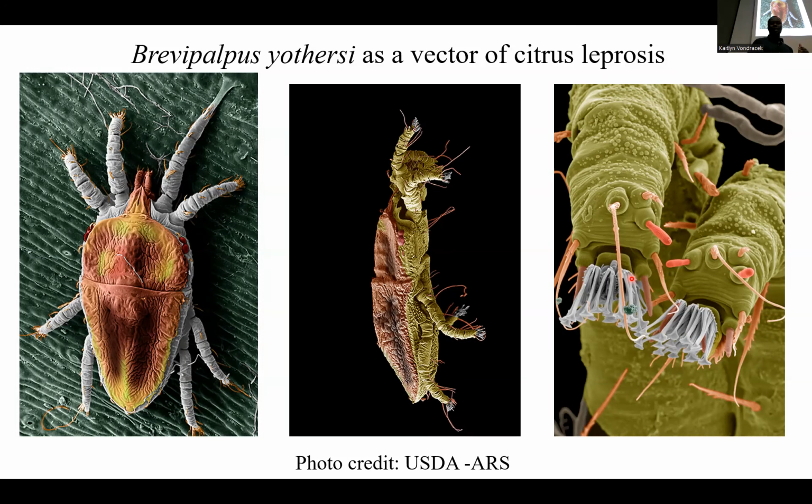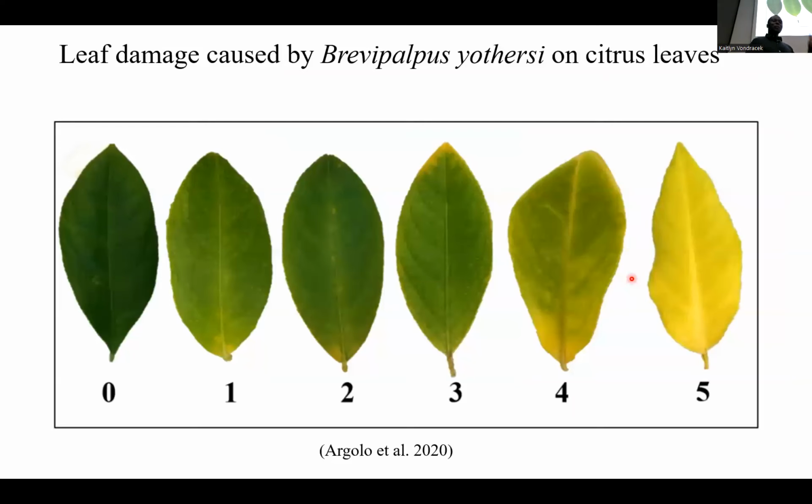And I'm going to talk about a few cases. So let's begin with citrus. So if you look at Brevipalpus yothersi that is infecting citrus, and you look at the damage it's causing, what you kind of see is that this is no damage. And as it continues feeding, you kind of see this progression until the leaf actually looks like this.